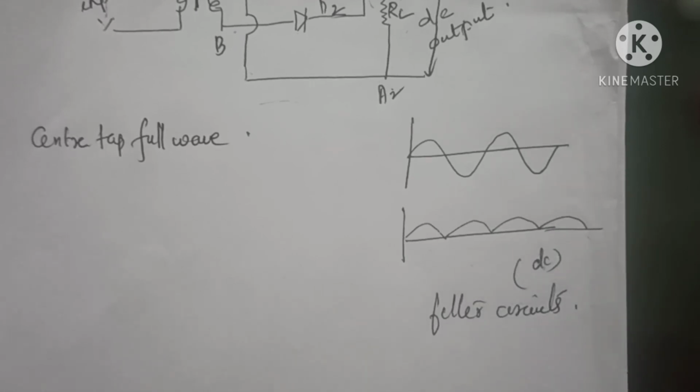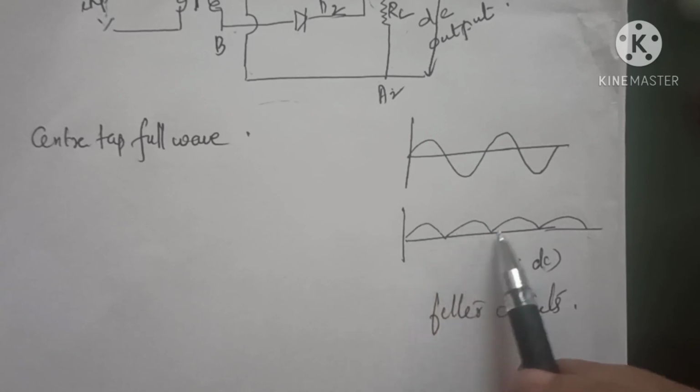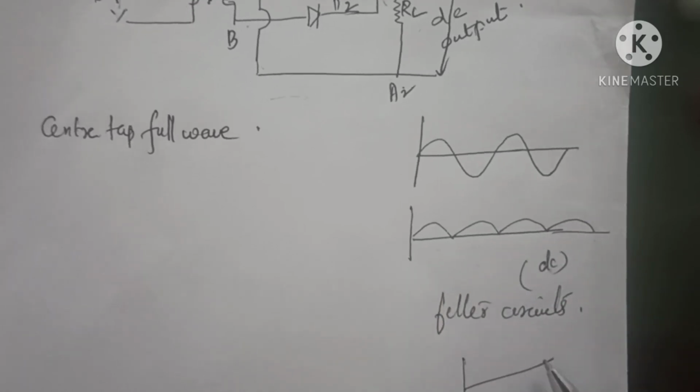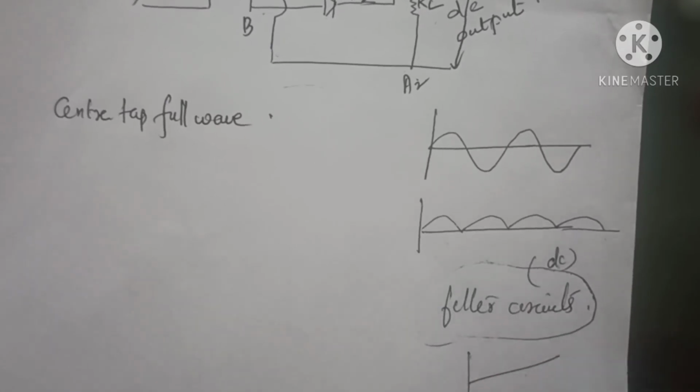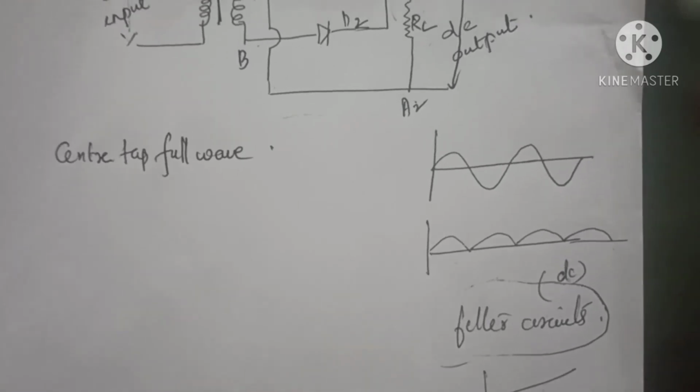Understood? Using a filter circuit. The filter circuit you will study in the chapter on AC. There we will discuss how we can convert a pulsating output to a steady output like this. For that we will use a combination of capacitor, inductor, etc., that we will discuss in that chapter. Understood? So this is a full wave rectifier.